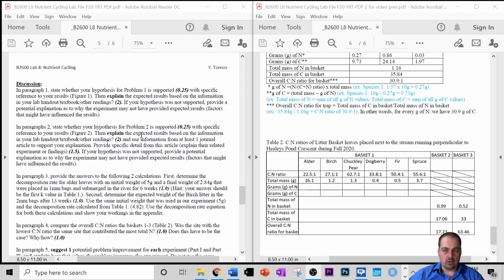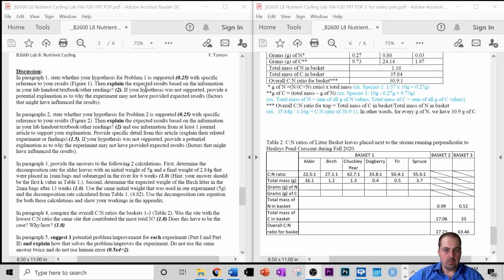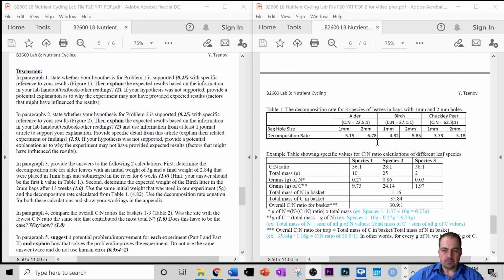So your first hypothesis is based on if there's a difference between 1 and 2 millimeter bags for each of the 3 species. So you're going to start by saying hypothesis is or is not supported. That'll get you 0.25 marks. Easy. And then you're going to explain it.